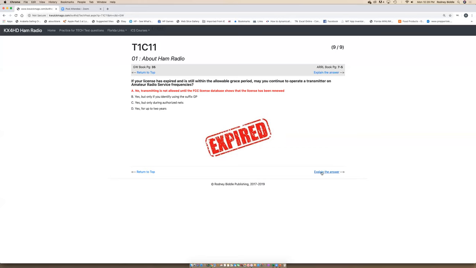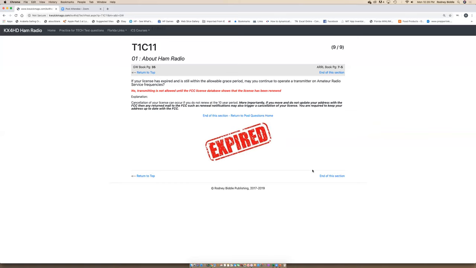Cancellation of your license can occur if you do not renew it at the 10-year period. More importantly, if you move and you do not update your address with the FCC, then any return mail to the FCC, such as renewal notifications, may also trigger a cancellation of your license. You are required to keep your address up to date with the FCC.